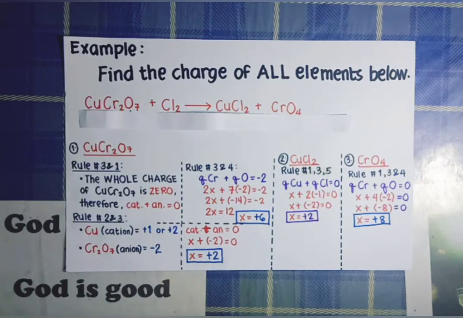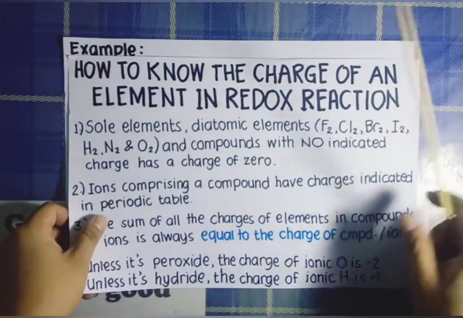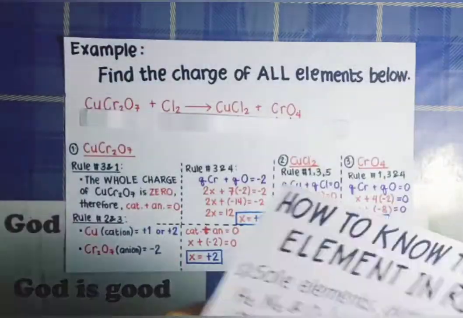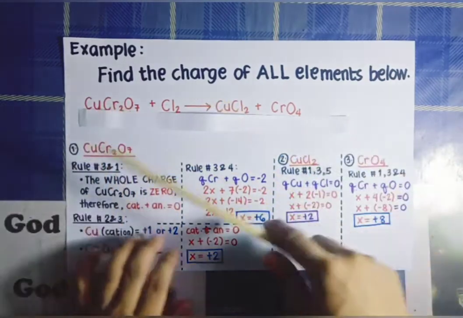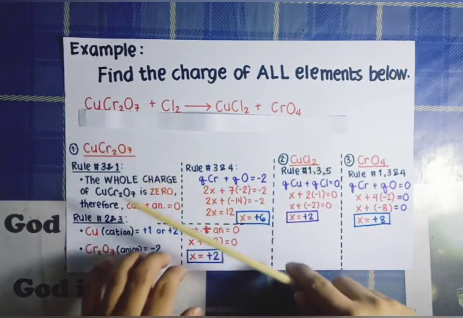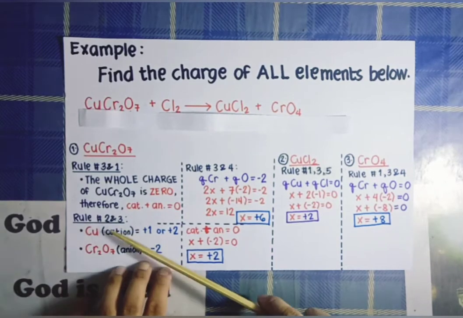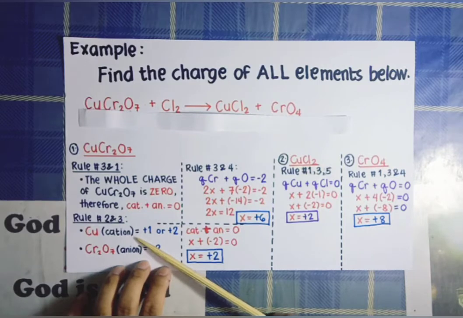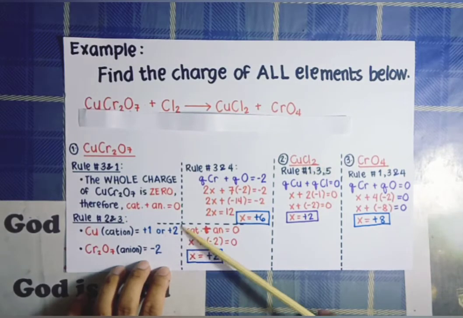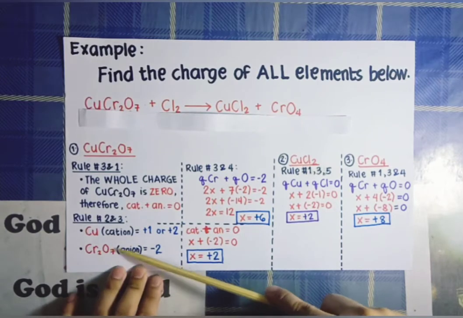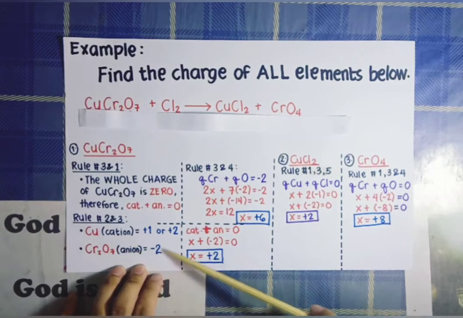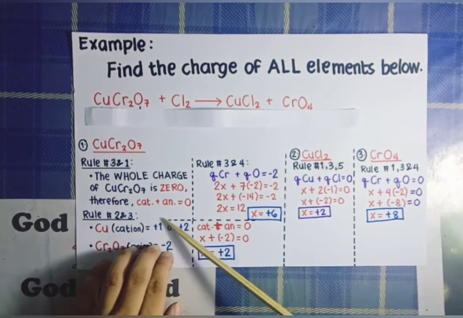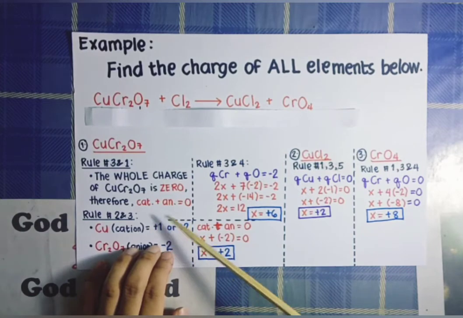Now, using rule number 2 and rule number 3, rule number 2 is ions comprising a compound have charges indicated in periodic table. So, we can use our periodic table here to know the charge of copper and dichromate. According to our periodic table, copper as cation has 2 charges, and those are +1 or +2. On the other hand, dichromate anion has a charge of -2 only. Now, the next question is, how will we know which charge of copper we use here? Is it +1 or +2?